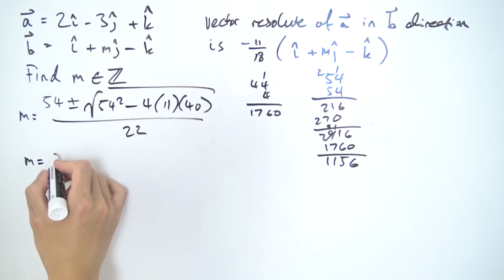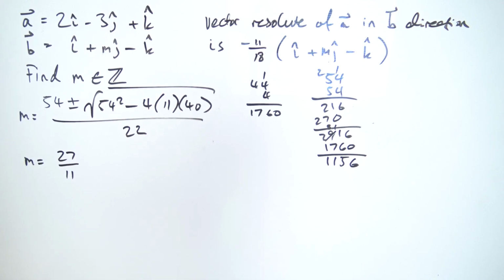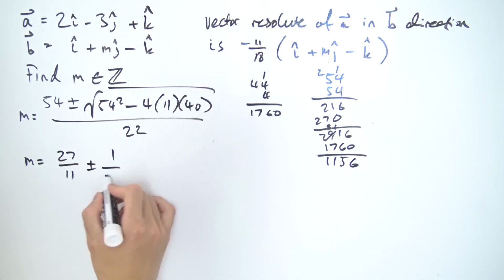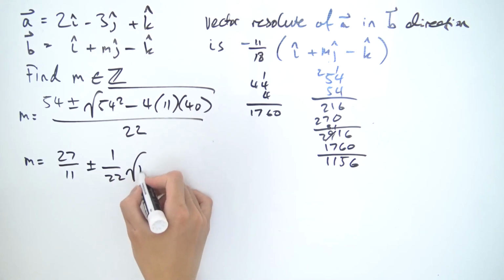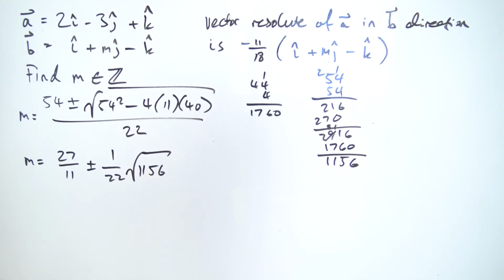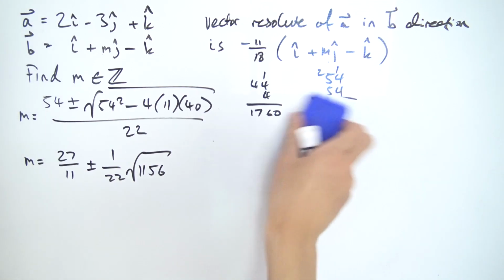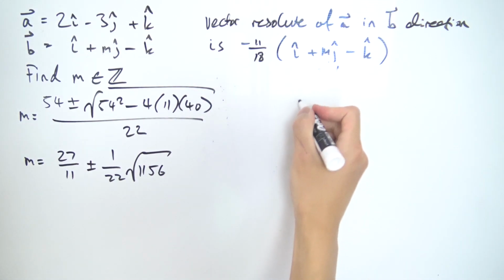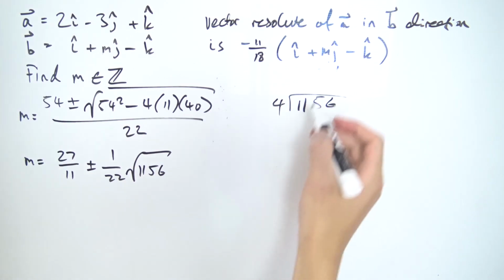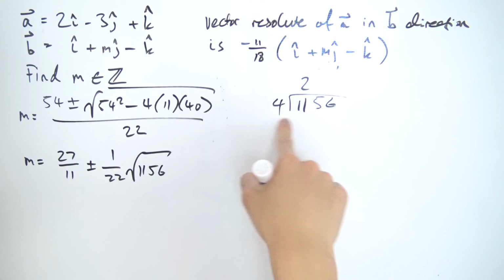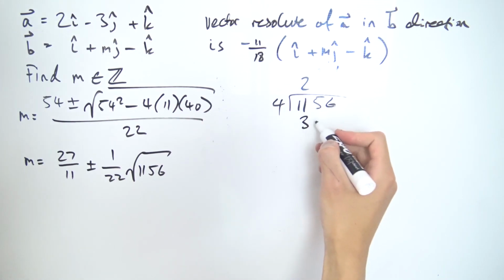So m is equal to, now we can split this fraction up a little bit. 54 divided by 22 is the same thing as 27 over 11, plus or minus 1 over 22 times the square root of 1156. Now I had a feeling that 4 would fit into this nicely because 4 divides 56 nicely. So if we divide 1156 by 4, which is a square number, 4 goes into 11 two times, leaving us with 3.